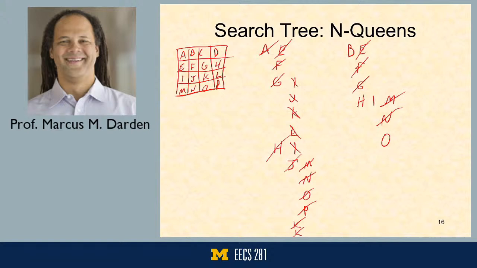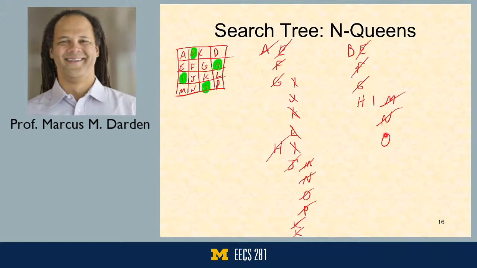Just to reiterate that, I'm going to color those in for you. So BHIO looks like this. Nothing in the same rows, nothing in the same columns, and no two queens are diagonally adjacent. So there is one of my four queens solutions.